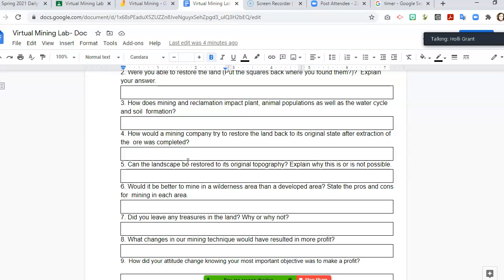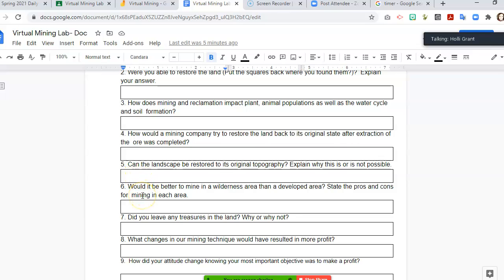How would a mining company try to restore the land back to its original state after extraction of the ore was completed? Some people might say they put the dirt right back in. Some of them might sift through and add good dirt back. So that's something I want you guys to think about. I'll give you more answers tomorrow on it. I still want your opinion on what you think they should do. Question 5, can the landscape be restored to its original topography? Explain why or why not.